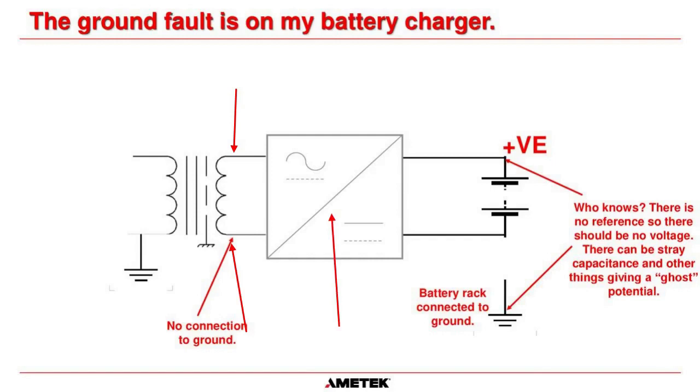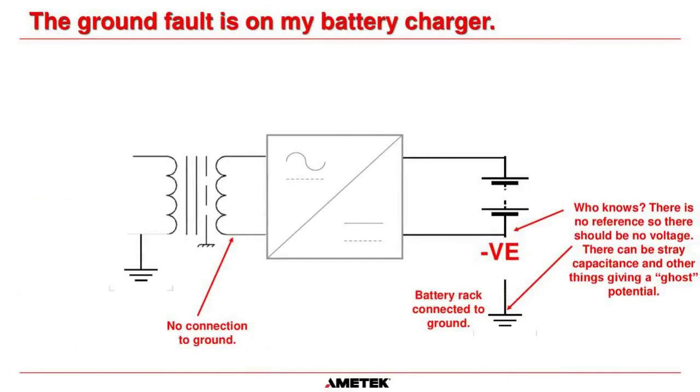Okay, so that means there is still no reference if we go on the positive of the battery down to ground. Once again, there could be stray capacitance and other things giving a ghost potential. So if you go between the positive and the battery rack, which should be connected to ground, there should be no reference whatsoever. You should, in an ideal world, see 0 volts. Okay, and that is the same for the negative to ground. There should be no reference.